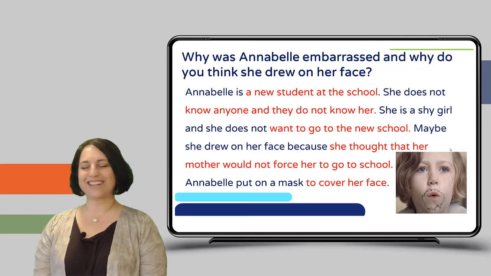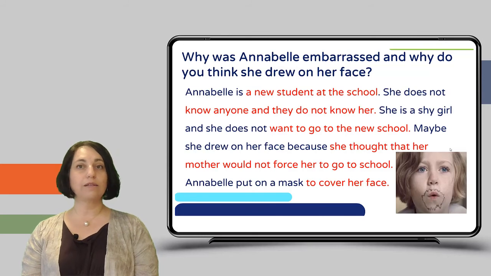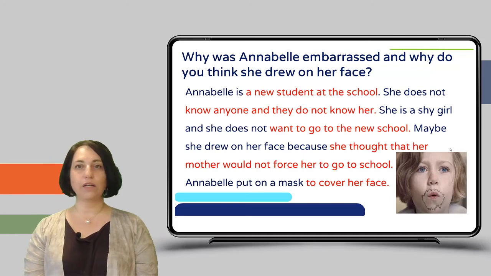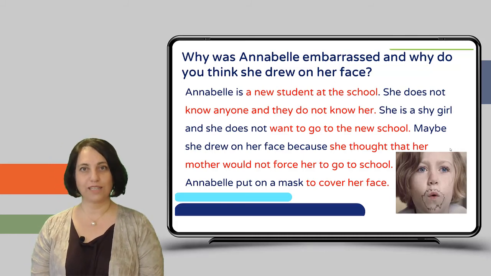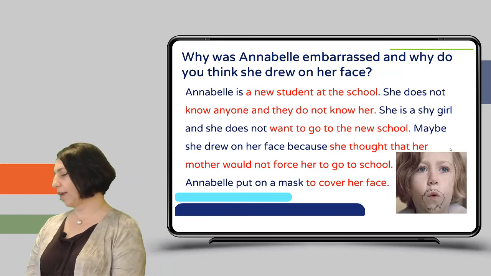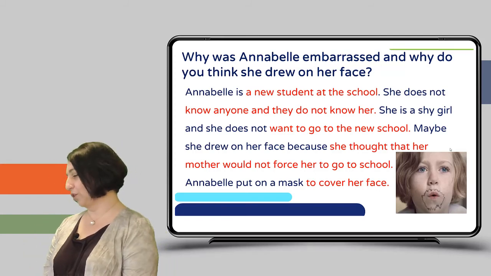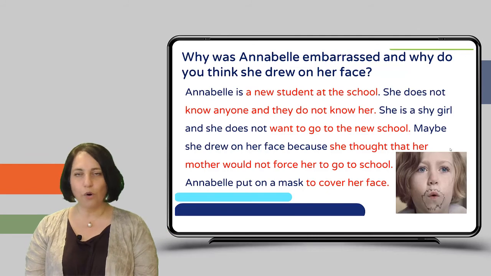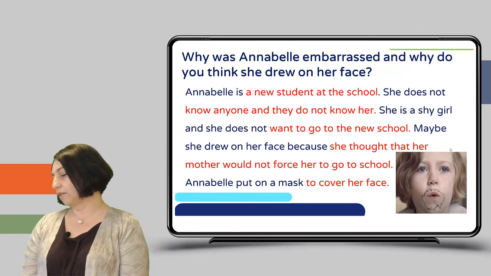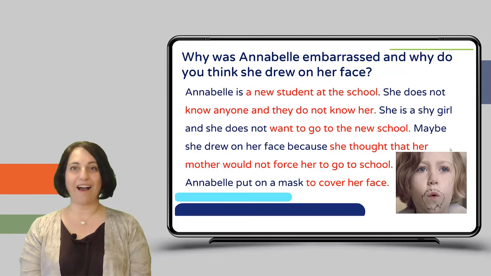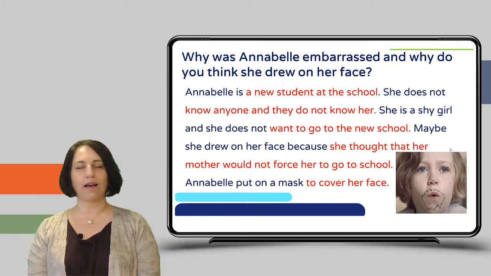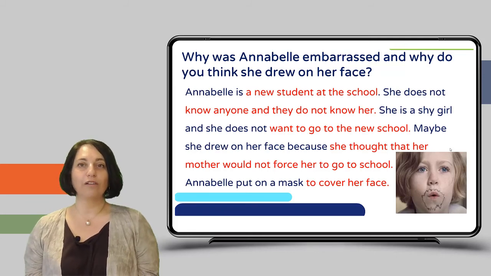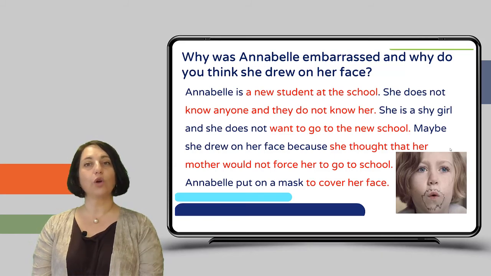Annabelle is a new student at the school, and that I know because her mother said at the beginning, she does not know anyone and they do not know her. She was told to sit next to Bethany. She is a shy girl and she does not want to go to the new school. Maybe she drew on her face because she thought that her mother would not force her to go to school. So Annabelle put on a mask to cover her face when she saw that her mother said, you have to go to school. This is one answer. It may be wrong, but that's okay. The idea is for you to give your opinion.